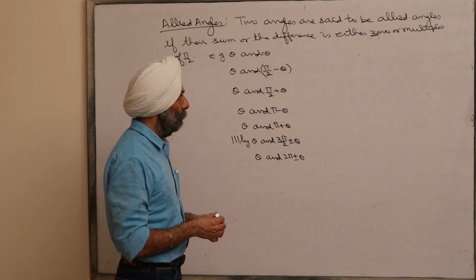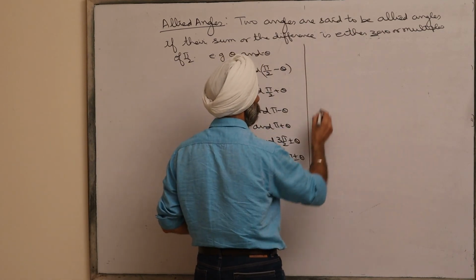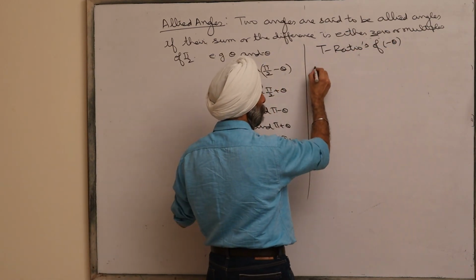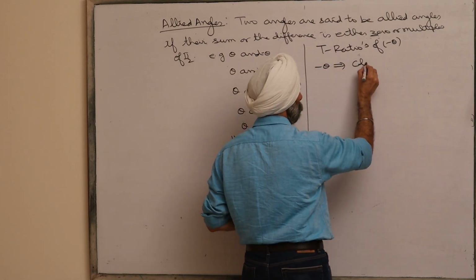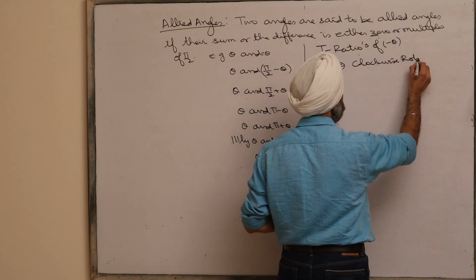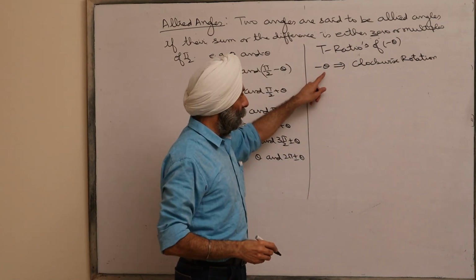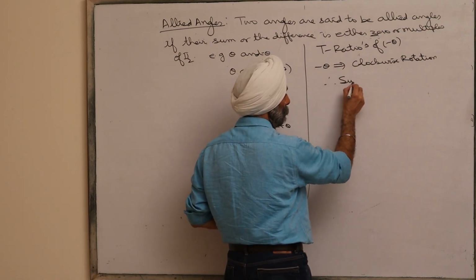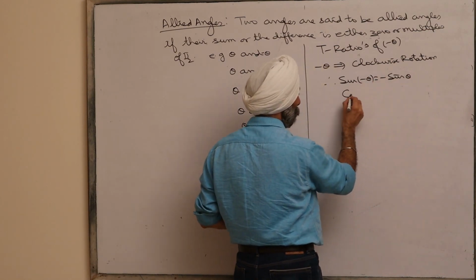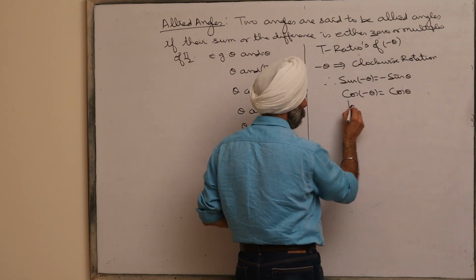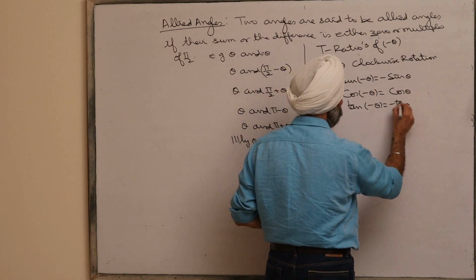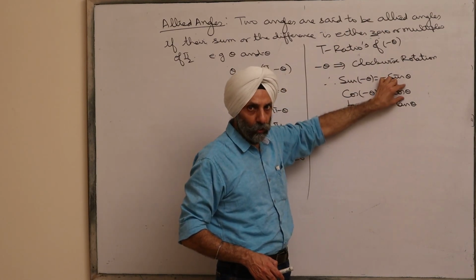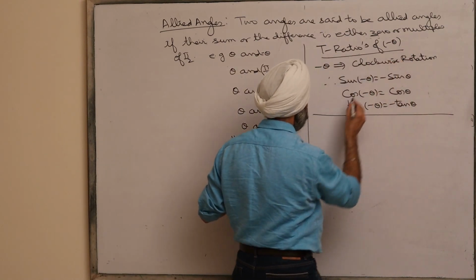So next topic, very important topic of allied angle is to find the T ratios of minus theta. Now minus theta implies clockwise rotation. So minus theta means that it will be the fourth quadrant, because you move in the clockwise direction. So therefore sine of minus theta is minus sine theta, cos of minus theta is positive cos theta, tan of minus theta is minus tan theta. Because in the fourth quadrant sine is negative, tan of the angle is negative, but cos of the angle will be positive here.